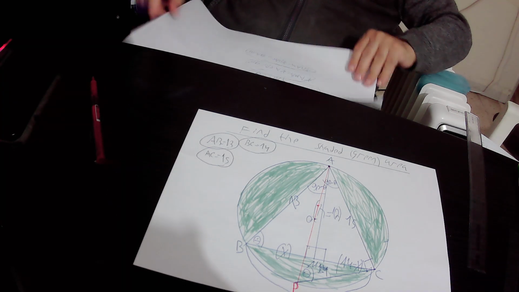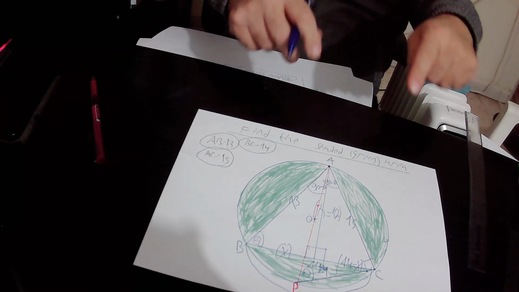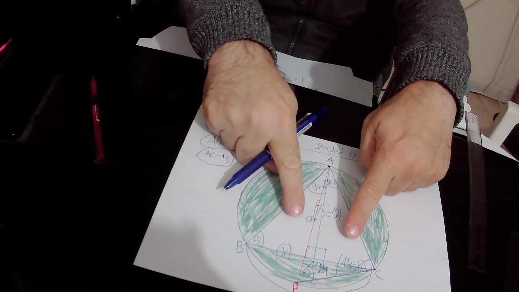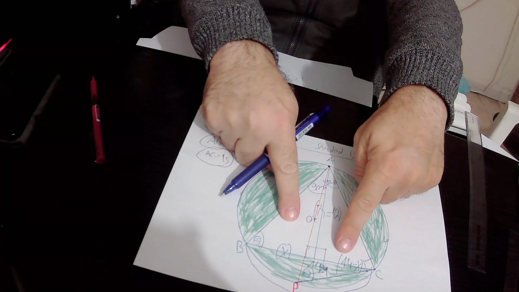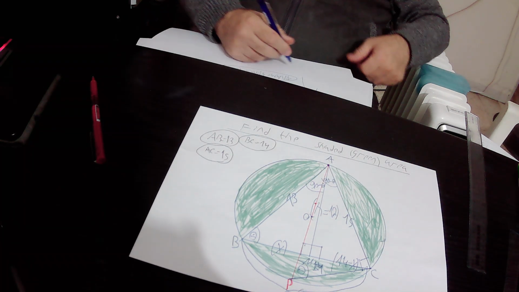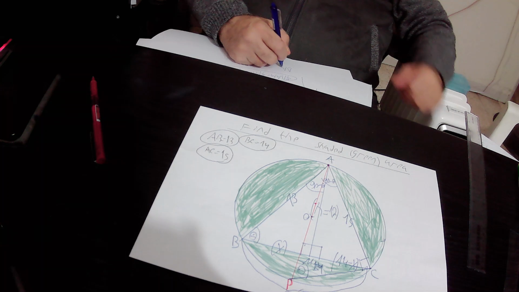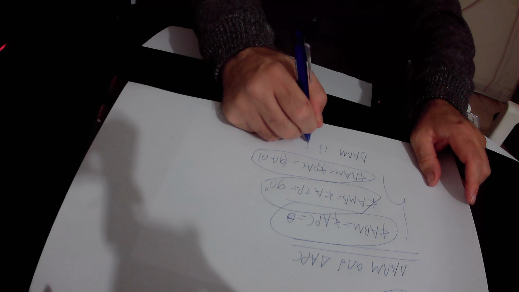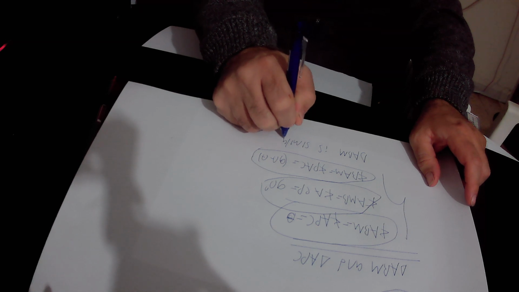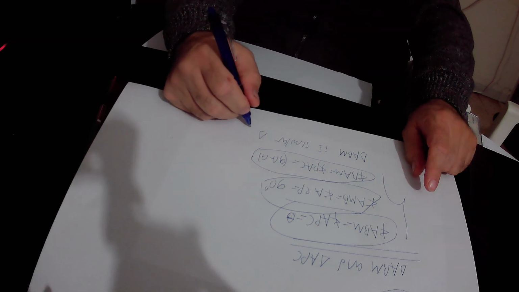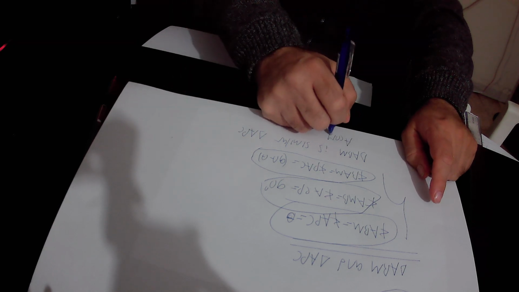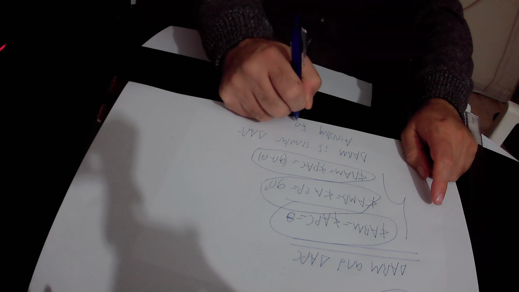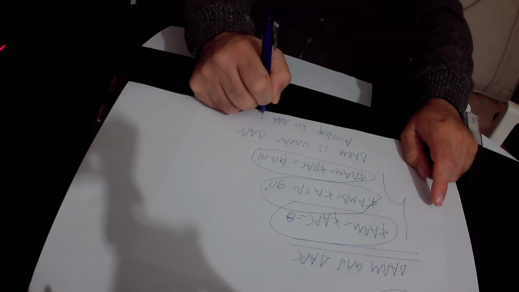So actually we proved that those two right triangles are similar to each other according to the angle rule. I write it down. The right triangle ABM is similar to the right triangle APC according to the angle similarity rule.